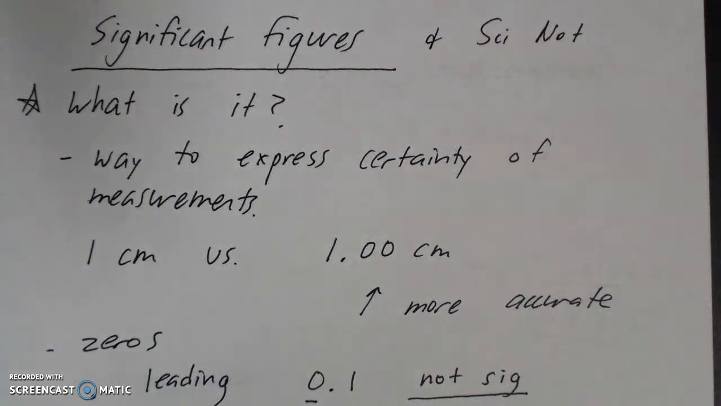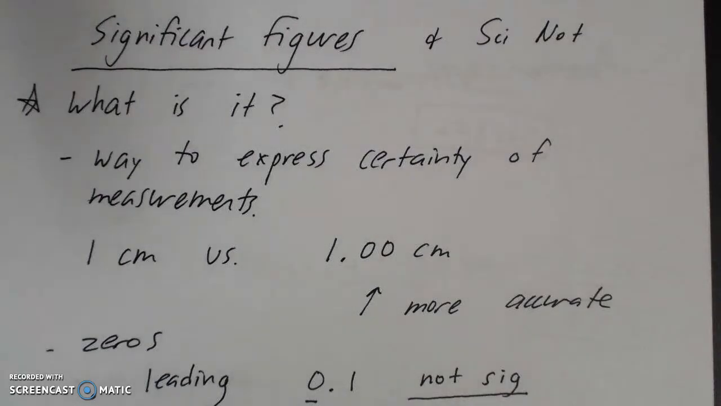Okay, we'll start by just saying that not many people like significant figures. It's just one of those things that you kind of have to do because the answers in the back of the book are all in significant figures, so you need to know how they get those values. So why do we have to do it? What is it? Significant figures is a way to express the certainty of your measurements.